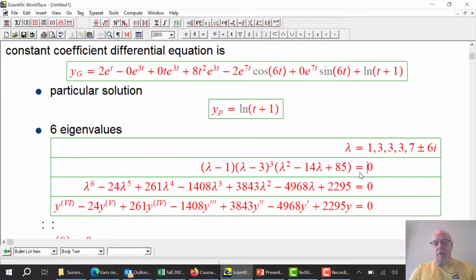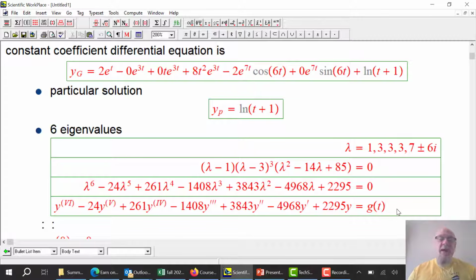The characteristic equation, as people sometimes call it, gives me the eigenvalues that I see: the 1, the 3, 3, 3, and the two complex conjugate pair of 7 plus or minus 6i. All right, but this is not the differential equation yet. That's just the homogeneous part. It's not the differential equation because it's not homogeneous. So there's equal to a g of t there.